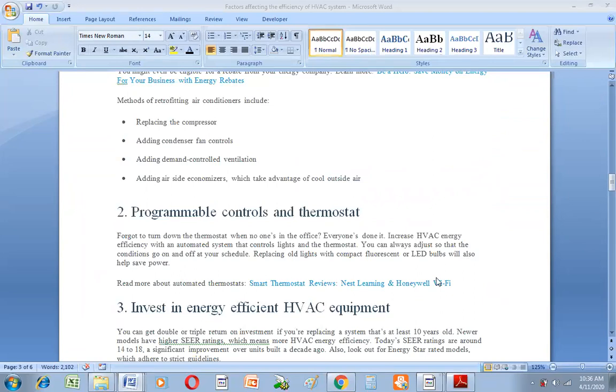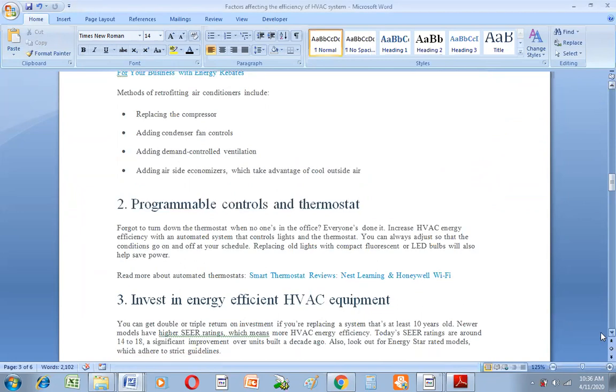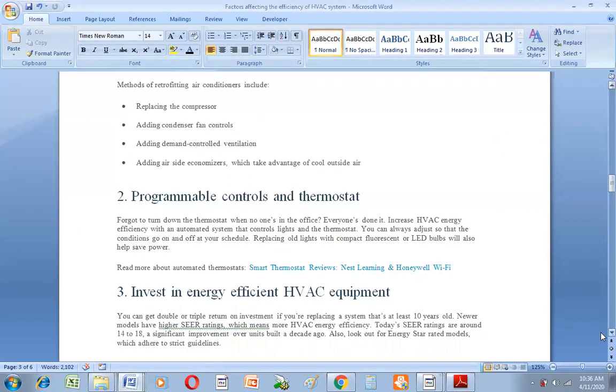Then programmable controls and thermostat, which we have already seen. We can program the thermostat to switch on and switch off automatically as per our requirement, so that the efficiency of the HVAC system is increased. The thermostat is nothing but a bimetallic strip which is switched on when the temperature is 22 degrees as per our setting, and it will be switched off automatically when the temperature is 20 degrees Celsius. Since that is our set temperature, you can set the temperature inside the room as per your convenience.